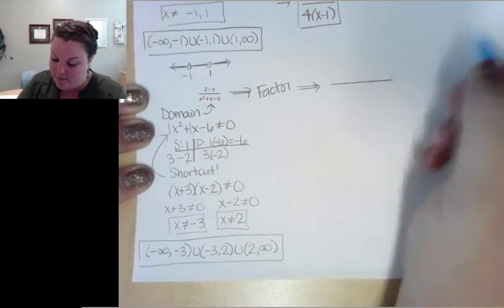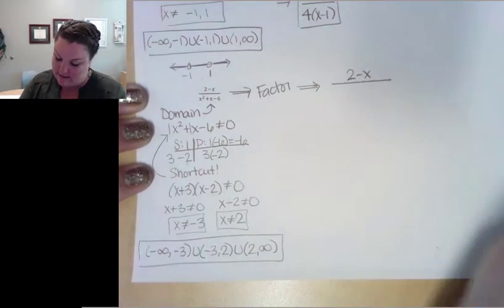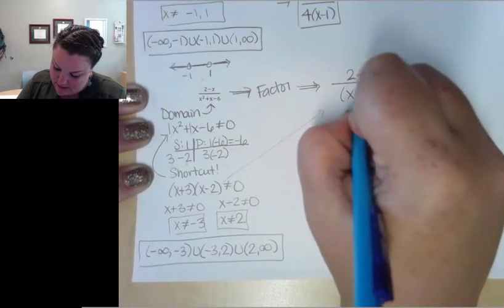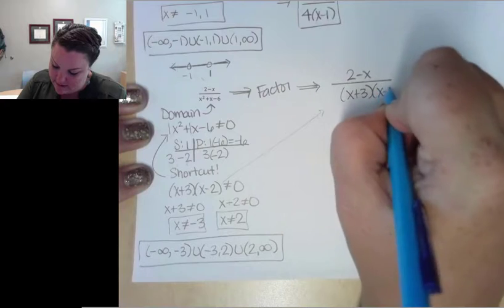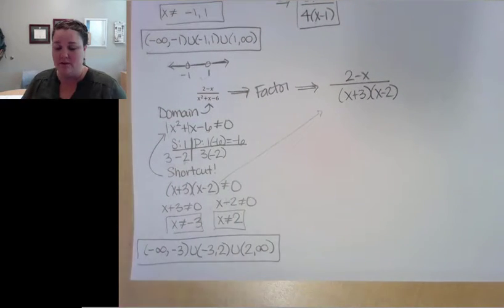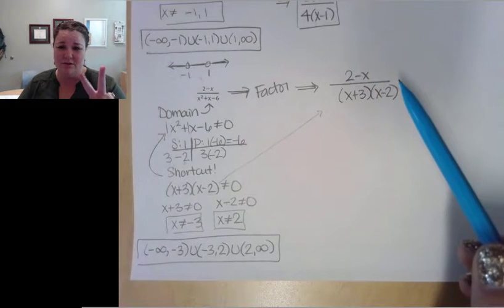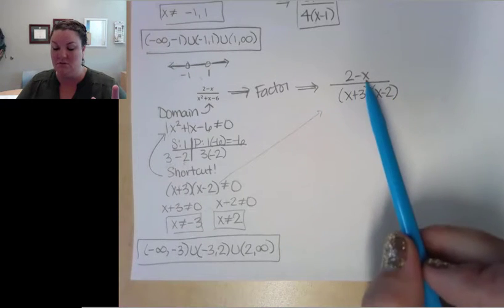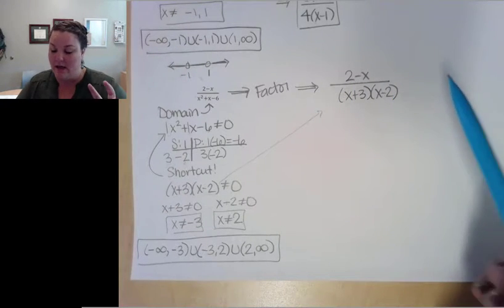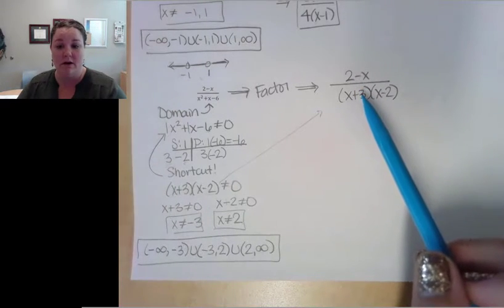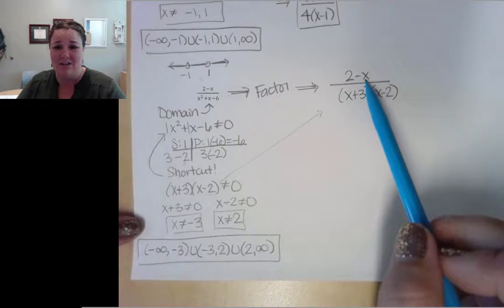So on top, we have 2 minus x, and on bottom, I'm going to go ahead and bring over our x plus 3 times x minus 2, okay? So the bottom's already factored because we did that when we found the domain, so all we need to look at is our top piece. And our top piece has 2 terms. When there's 2 terms, we always look for a greatest common factor, which there's not really one, right? And we look for sum and difference of cubes or difference of squares. In this case, this is just an x to the first power.